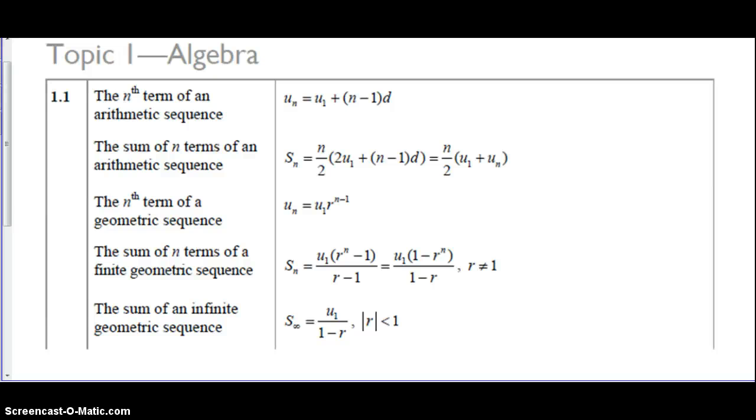Hello, SL2. This optional topic is talking about sequences and series. And if you remember back from Algebra 2, there's two kinds, arithmetic and geometric. What I'm starting off here is just to see where they are in your formula packet, and they're part of Topic 1, Algebra.